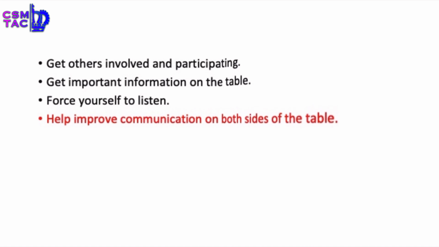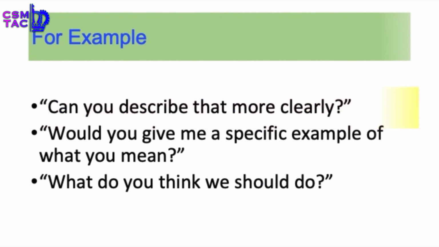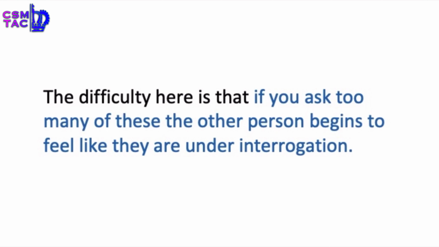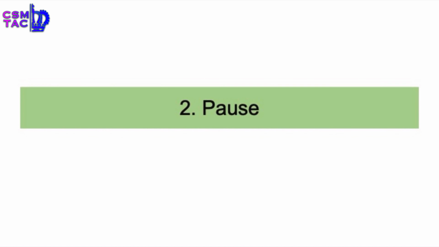Keep in mind, there are 5 ways to probe other people. One of the most common ways of probing is to ask an open question, such as, "Can you describe that more clearly? Would you give me a specific example of what you mean? What do you think we should do?" The difficulty here is that if you ask too many of these, the other person begins to feel like they are under interrogation. A second, very effective way of probing is a pause. Stop talking. Let the other person speak. Let them fill the silence.